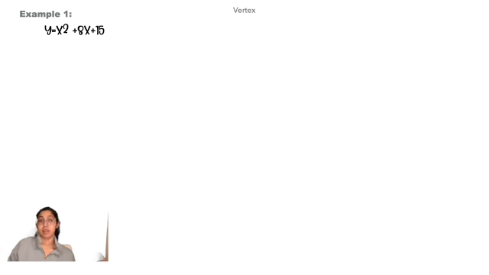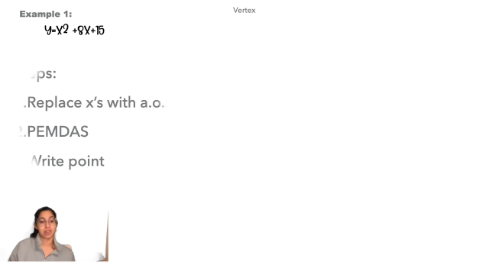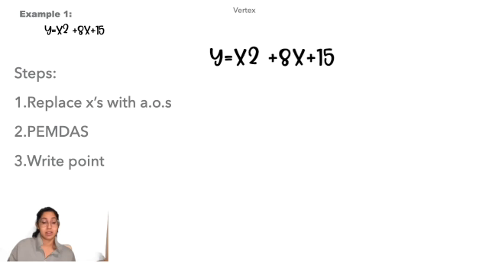So now we're going to find our vertex. Same problem, just we're doing the second half. Here are your steps: replace x's with your axis of symmetry. Remember, the axis of symmetry is your x value in your vertex. So I can plug it into this equation, x squared plus 8x plus 15, solve it and get the y value. Once we plug it in, we're going to use PEMDAS and write the value as a point.